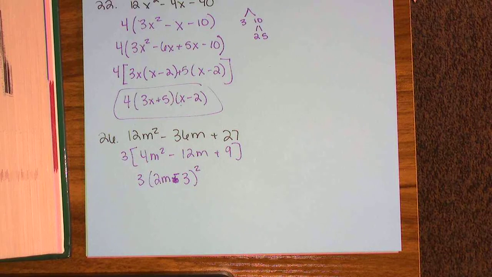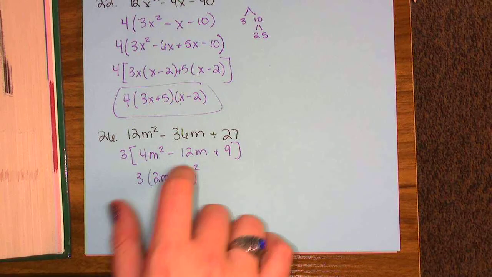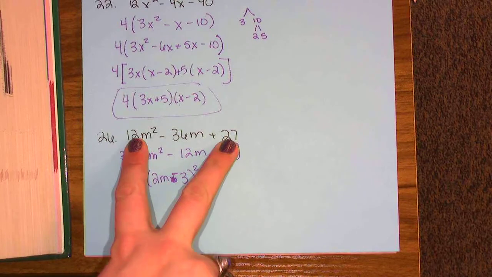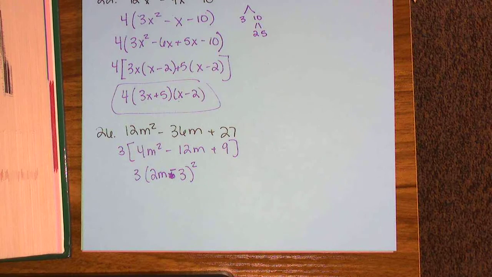Okay, so that's just how you can notice those special things, and how pulling something out might even lead you to something easier, because I really don't think you want to find the factors of 12 and 27 that give you negative 36. That's just a pain, and you're not going to want to do that, so always pull something out first if you can.